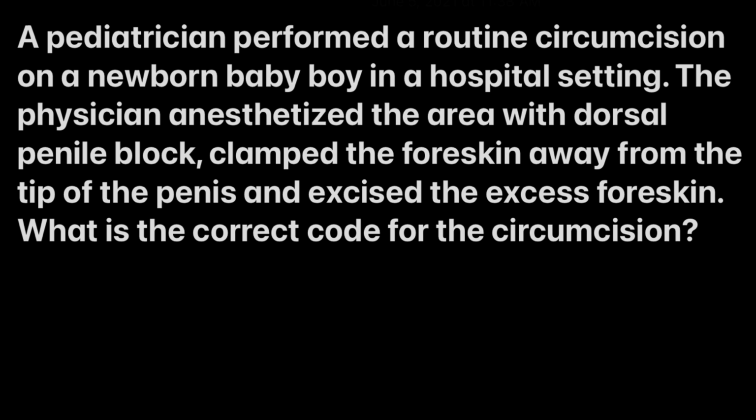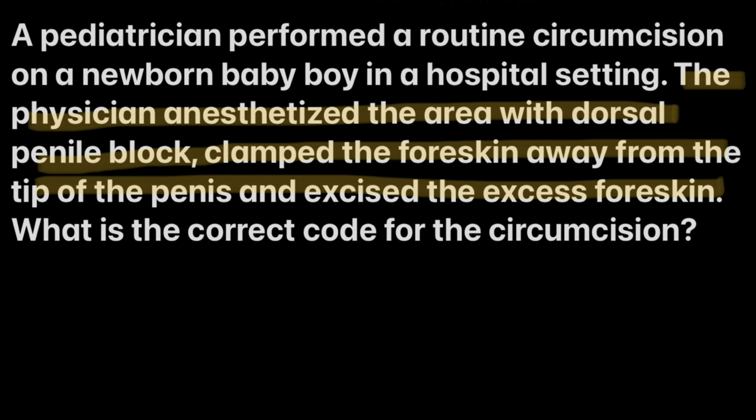So where we need to pay attention when it comes to circumcision is how they performed the procedure. And when I say how, I mean like what they did, what they used, how they did it. That is the information you want to pull from the notes. So this procedure, he anesthetized the area with a dorsal penile block. He clamped the foreskin away from the tip of the penis and excised the excess foreskin. So we used a dorsal penile block and he clamped the foreskin away.